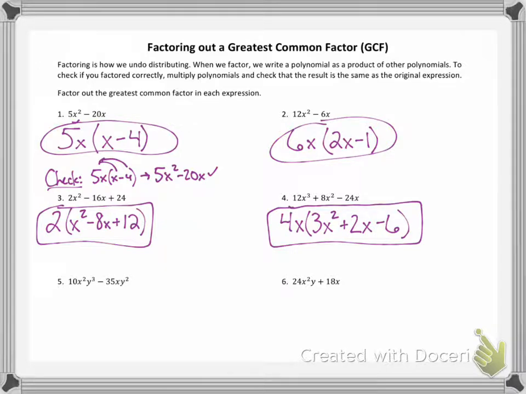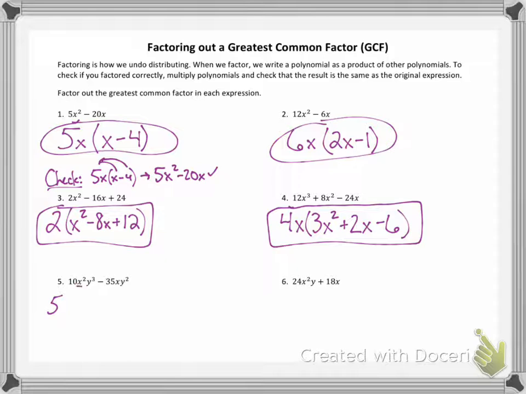Number 5, same idea. We're back to 2 terms. So again, looking at 10 and negative 35. The biggest thing I can take out is a 5, numbers-wise that is. Now variables, so I see multiple variables. We do the same thing. I'm going to look at the x's, and then we'll look at the y's.